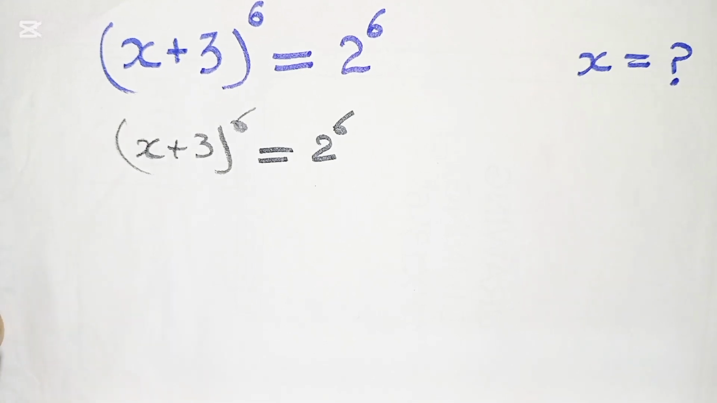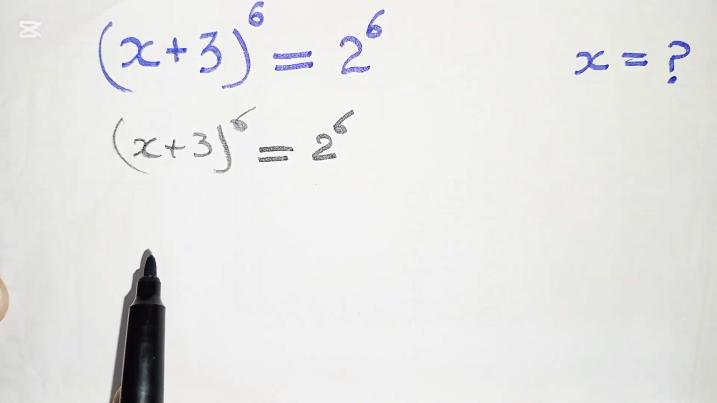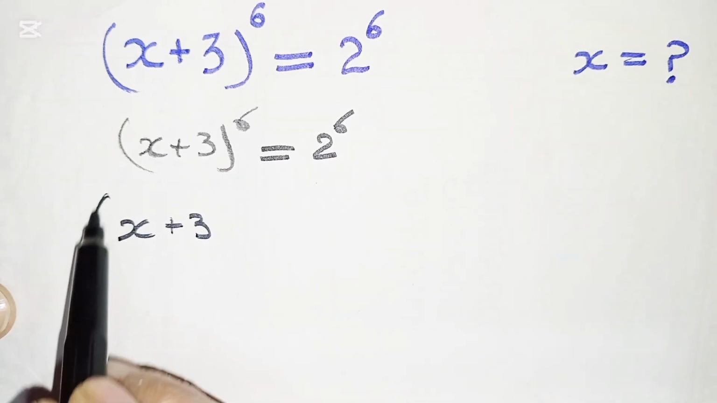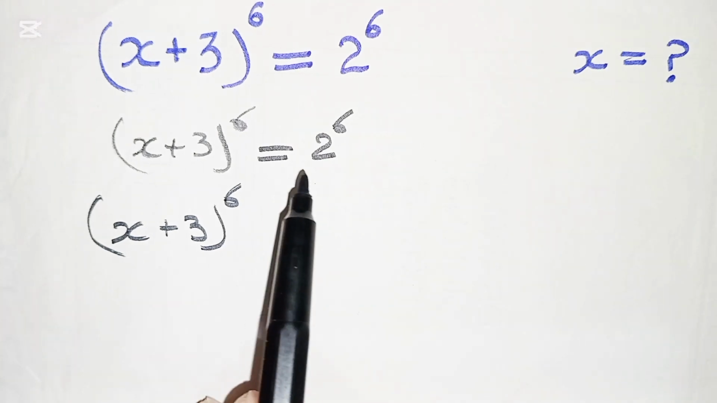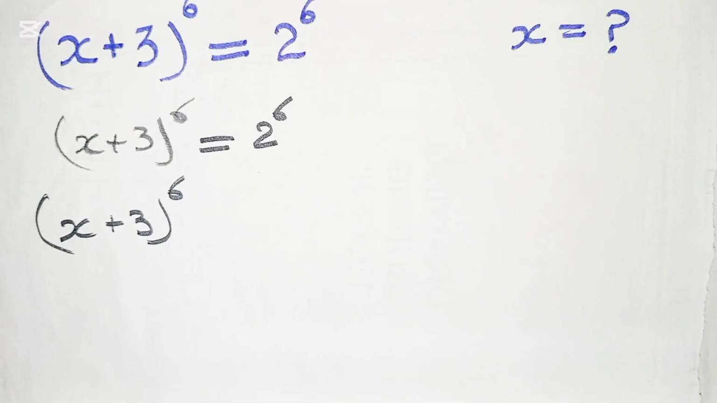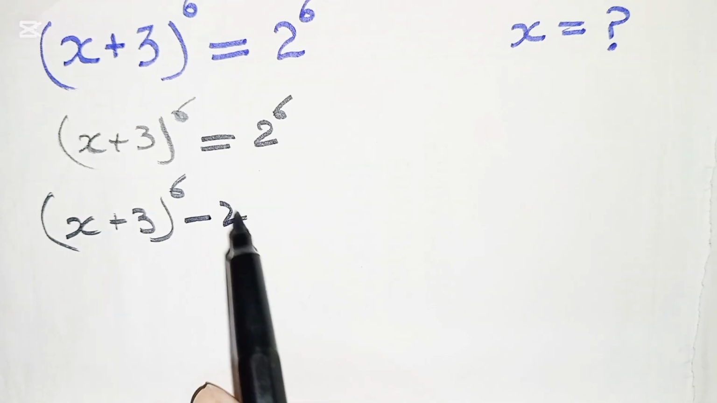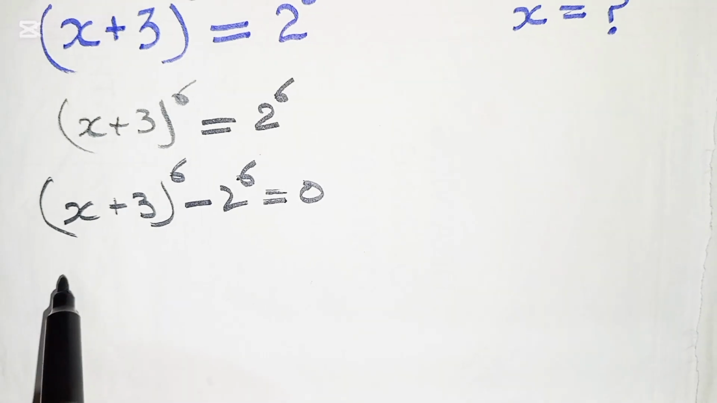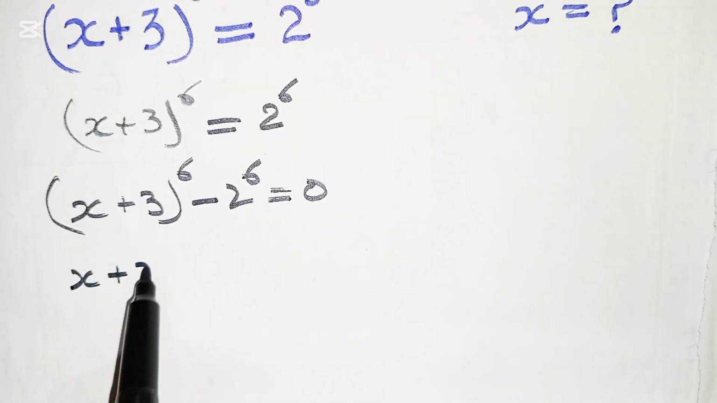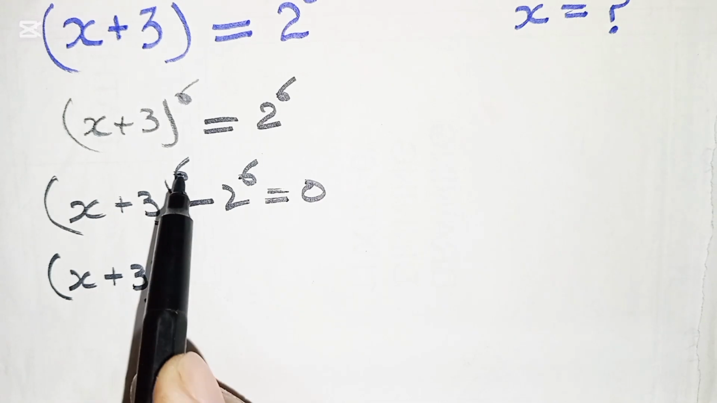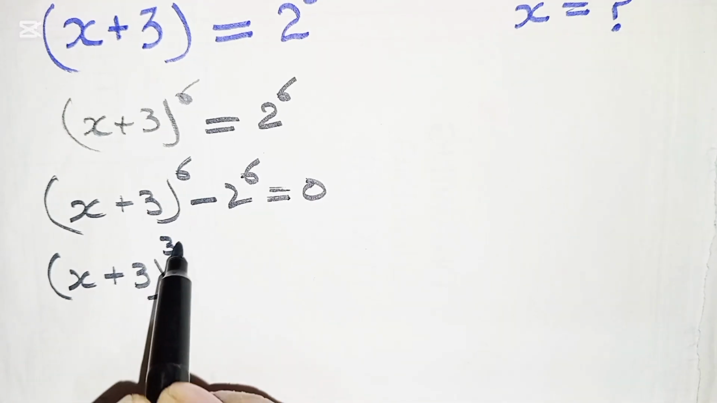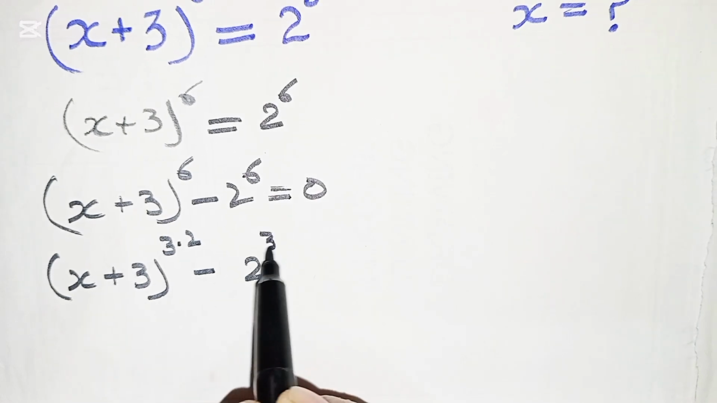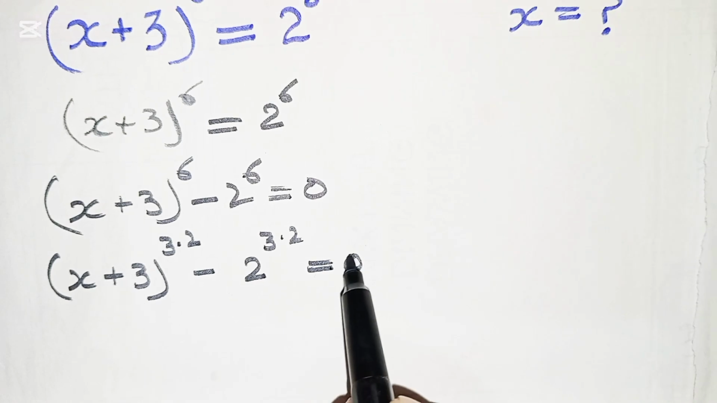And now the next step is (x+3)^6, and this 2^6 moved here is minus 2^6, equal to 0. So (x+3) to the power of 6 can be written as 3 times 2, and then minus 2 to the power of 6 can be written as 3 times 2, equal to 0.